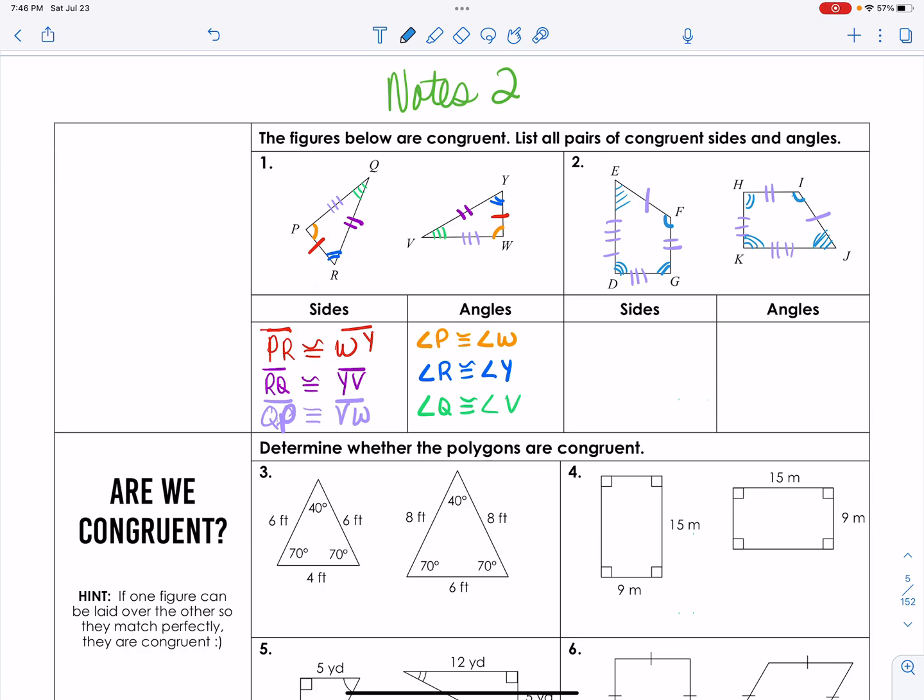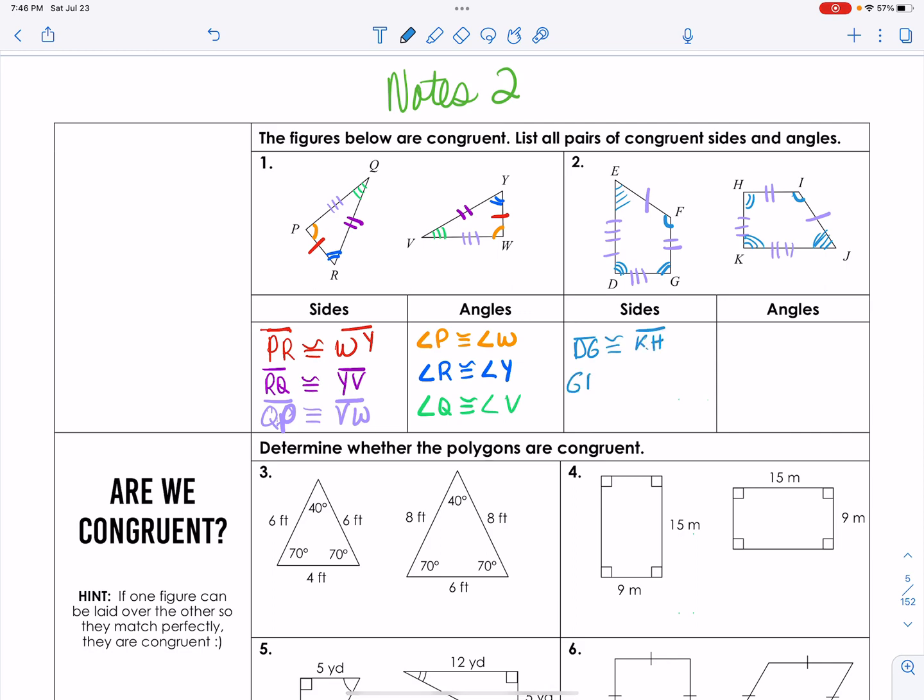Pause the video and write congruent statements. Okay, so the first one, they don't have to be in the same order as mine as long as they're both flipped. So you should have DG is congruent to KH.